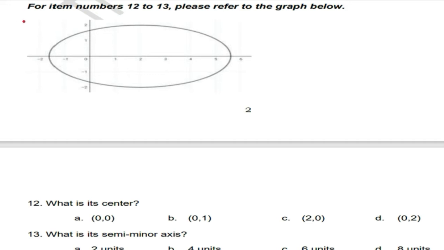Next, for item numbers 12 to 13, please refer to the graph below. What is its center? So for number 12, what is its center? So sinabing center, ang definition natin ng center kanina is origin. Ibig sabihin ba nun ma'am, yung center lagi is at the 0, 0 point na axis? So no, ang center is sa gitna ng ating ellipse. Yun yung origin ng ating ellipse, which is sa gitna. Doon natin binigay yung ibang mga points. Kaya siya tinawag na origin.